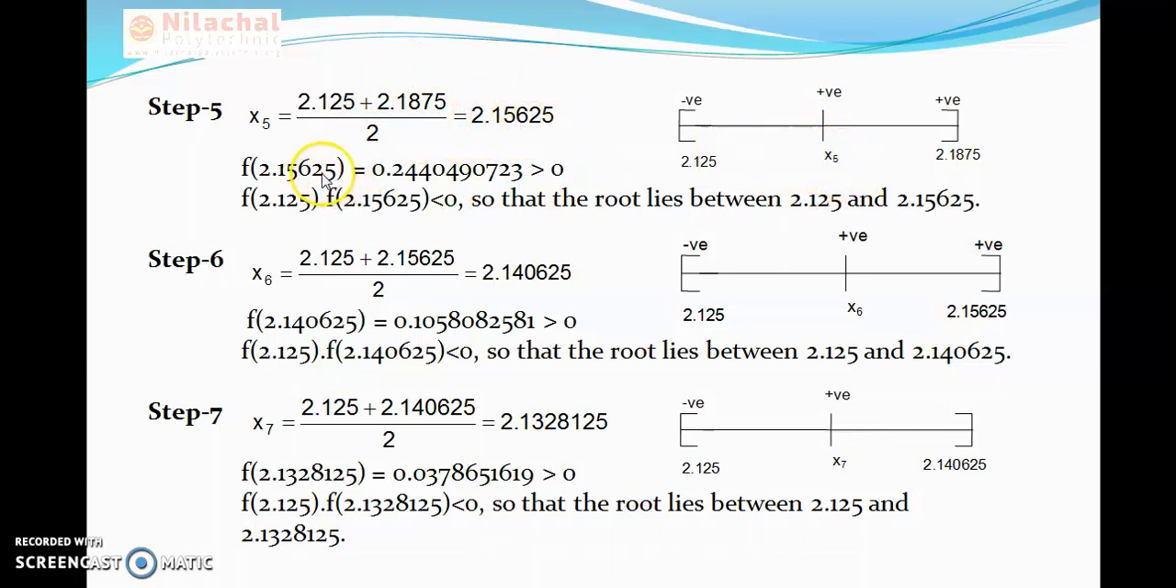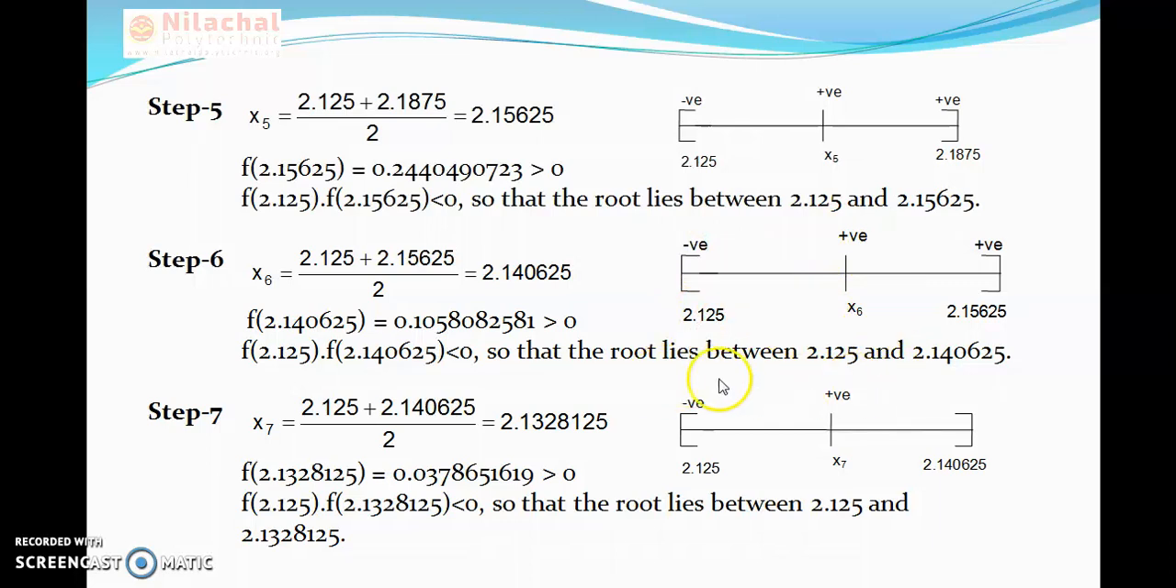Again we will apply it in our function, it gives positive, so that's why we are writing positive. So again negative positive means it lies between 2.125 and x5, where x5 is 2.15625. Their middle point is x6, its value is 2.140625. So again we are mentioning here, this is your x6, again this is positive according to our function value. So positive negative means it lies between 2.125 and x6.